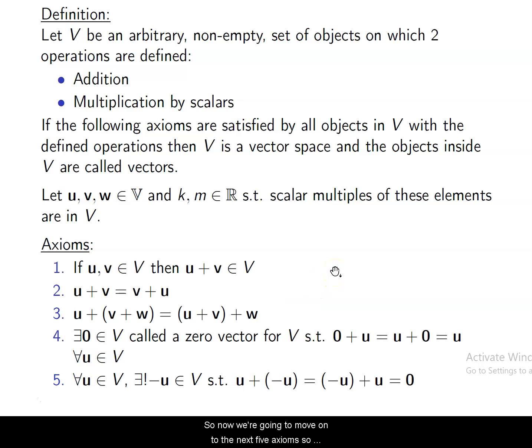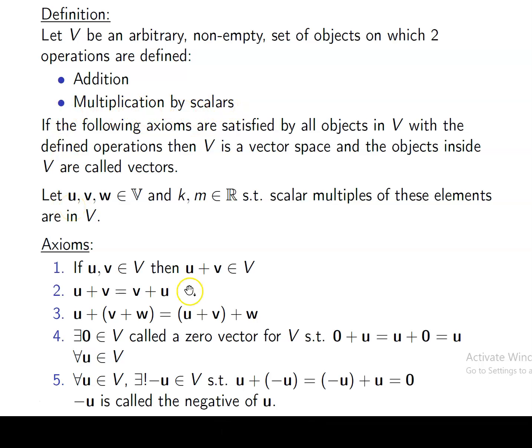So now we're going to move on to the next 5 axioms. So it's not going to go 1, 2, 3, 4, 5 again. It'll be 6, 7, 8, 9, 10, right? But the last 5 are the scalar multiplication axioms. Okay, so again, this additive inverse is called the negative of u. Okay, that's what we call it. You can call it the additive inverse as well. Additive inverse is actually the property that it satisfies. Its name is negative u.